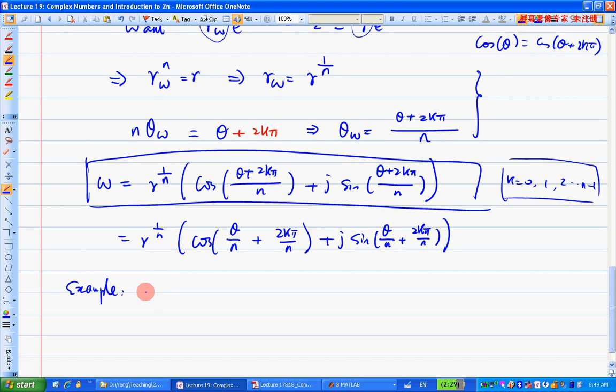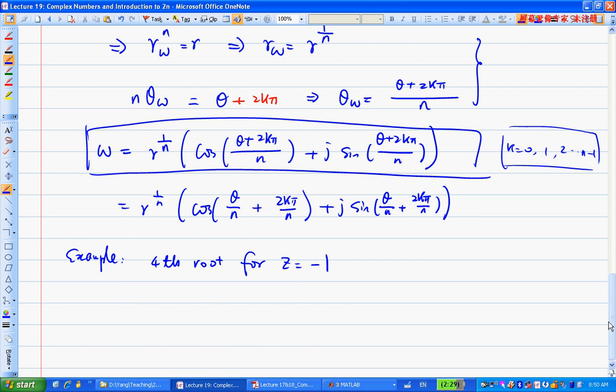I want you to find the fourth root for z equal to -1. So the fourth root of z equal to -1. When you look at this question, what's your first confusion? It's a real number, right? It's not a complex number.